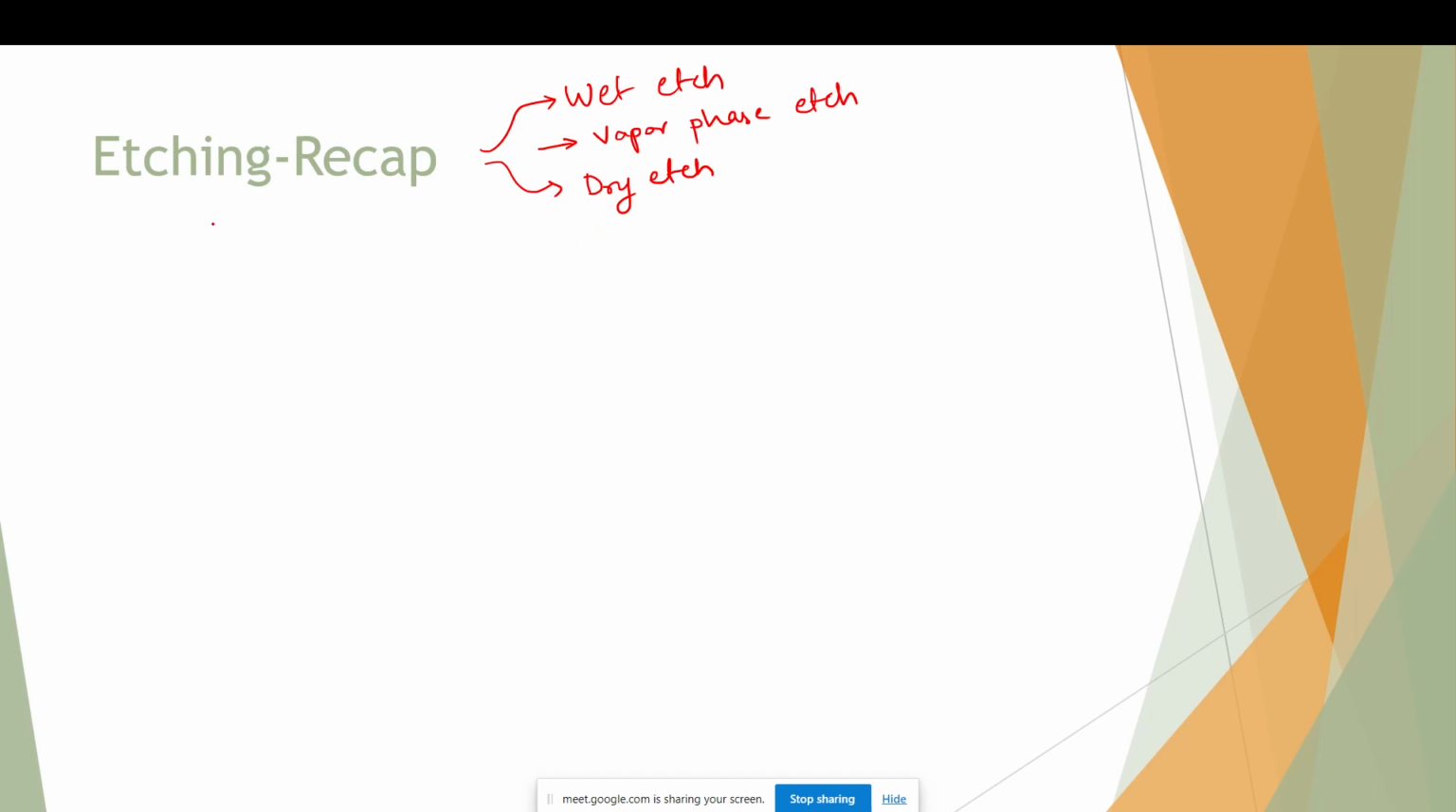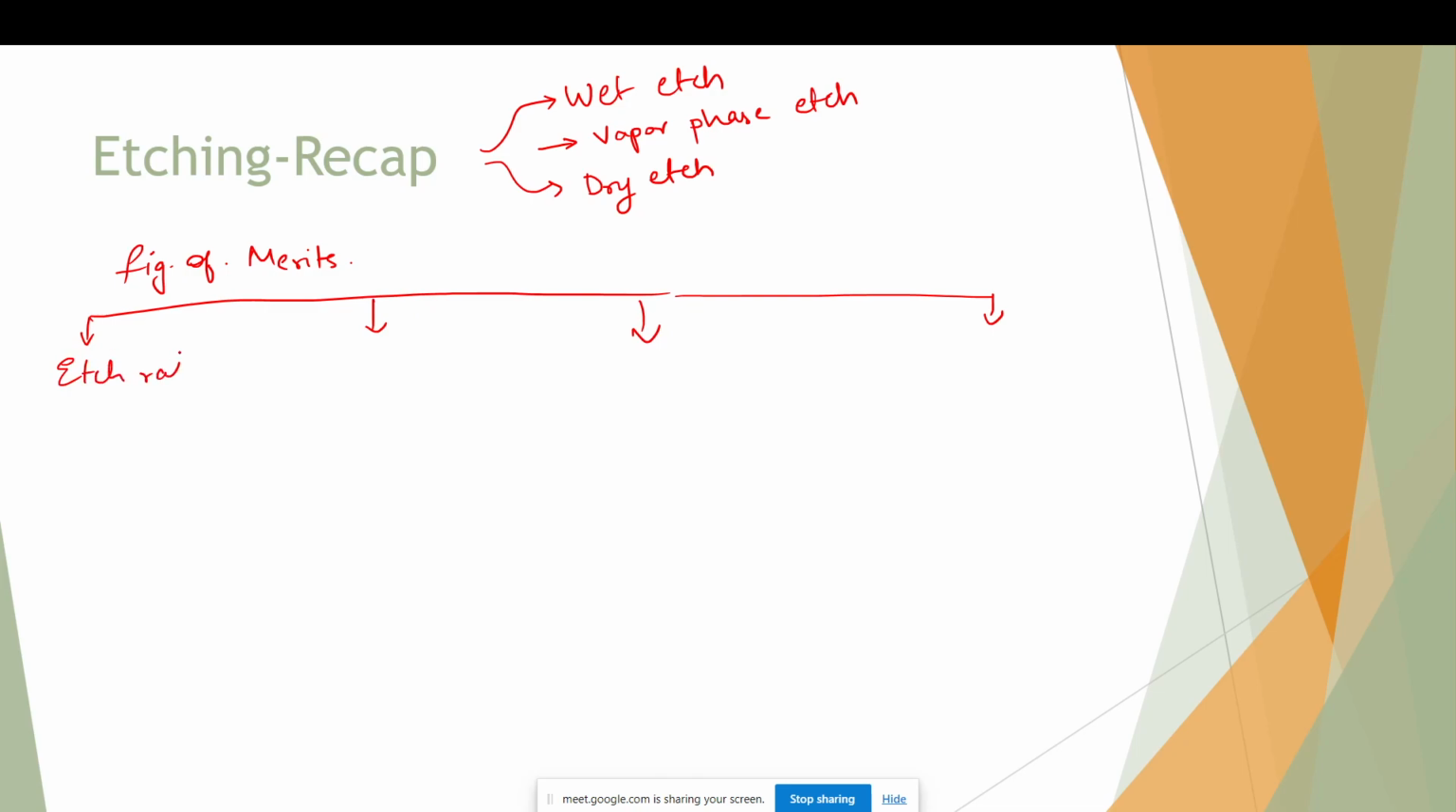Okay, so before understanding the different types of etching, we shall first look at different figures of merit for etching. There are four main figures of merit. First is etch rate, which is quite obvious. Etch rate is nothing but the thickness of film that is etched per unit time.